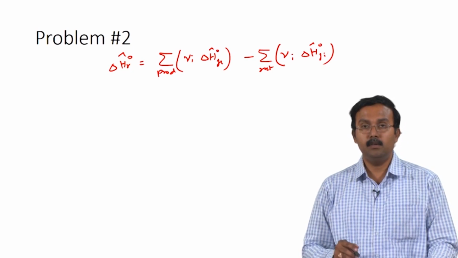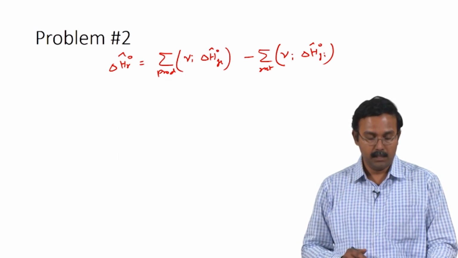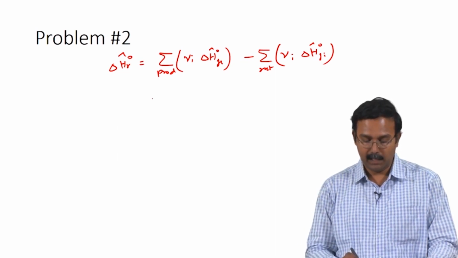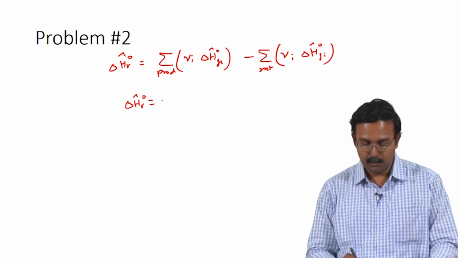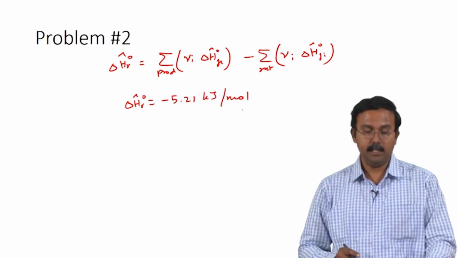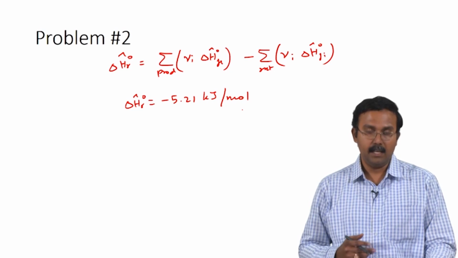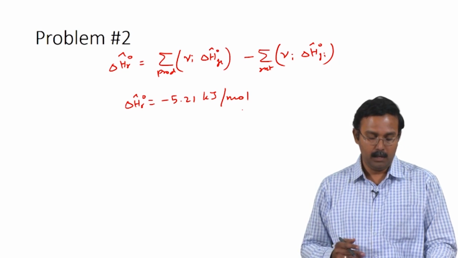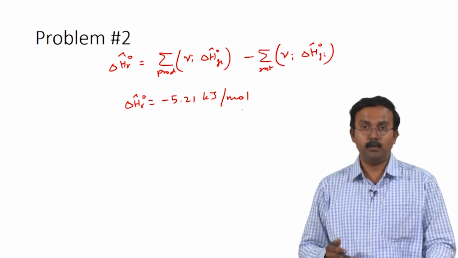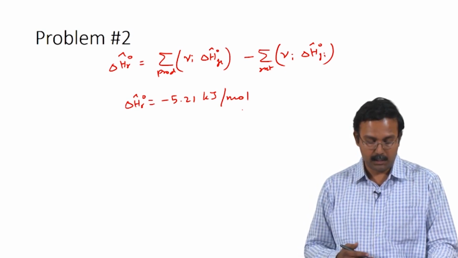So, you can get the values for the standard heat of formation from the tables, and using the values from the tables and whatever data has been given, this value can be calculated as delta H r cap standard would be equal to minus 5.21 kilojoules per mole. So, as you can see, it is significantly different from the heat of reaction at 600 degrees Celsius. At 600 degrees Celsius, the heat of reaction was minus 3.453 kilojoules per mole, whereas here it is minus 5.21 kilojoules per mole, almost a difference of 50% compared to the 600 degrees Celsius.